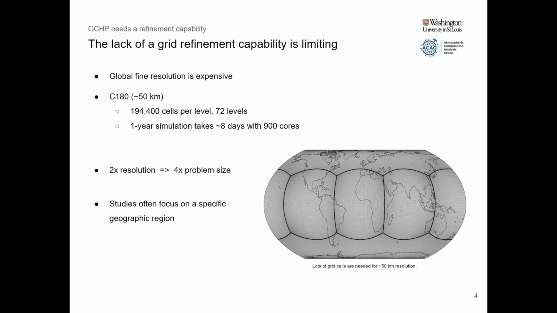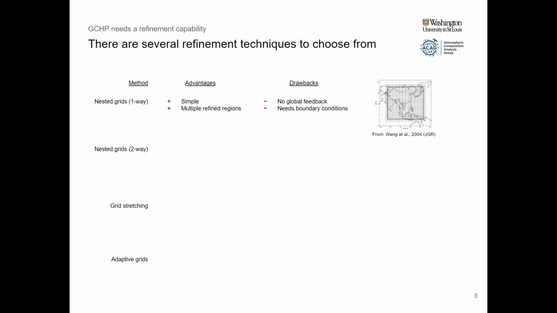And so what I'm getting at here is that even though we have this ability to distribute our simulation across many execution nodes, we still need some sort of refinement capability. And that's because studies are often focusing on a specific geographic region, whether it's because they're using plane flight data from that region or in situ measurements, or just to limit the scope of their project. And so we really needed a refinement method in GCHP.